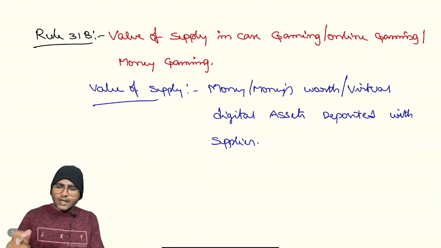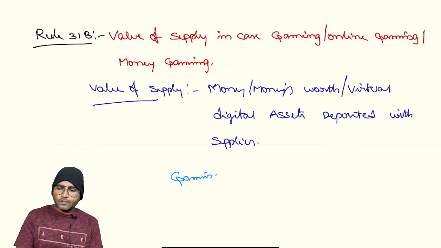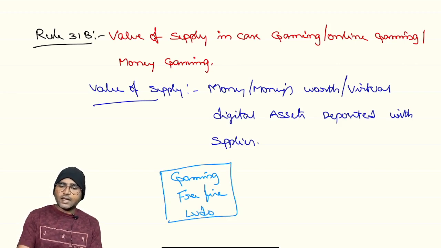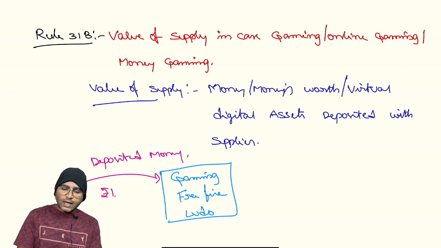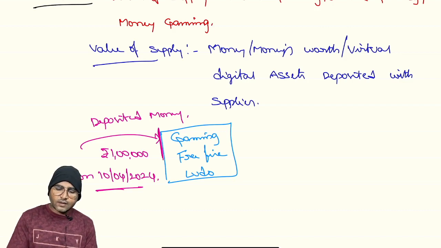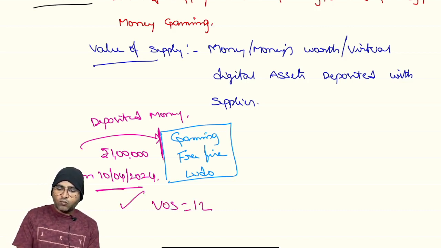Suppose taking an example for online gaming purpose, suppose online Free Fire or Ludo, right? For any other games, suppose we deposited money worth 1 lakh on 10th April 2024. Now, what is the value of supply? The amount which is deposited, 1 lakh, so value of supply is equal to 1 lakh, right?